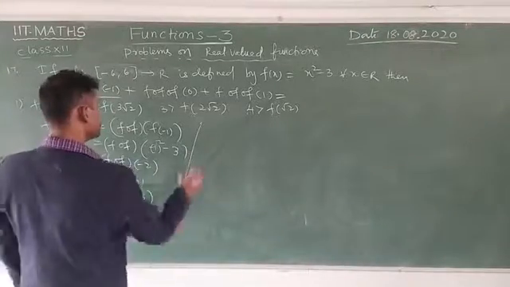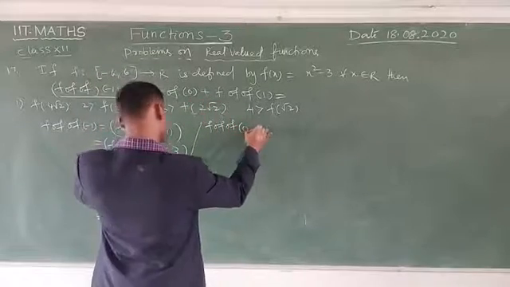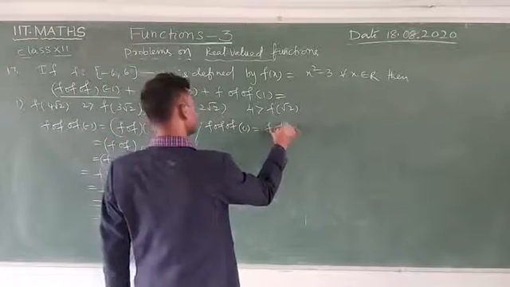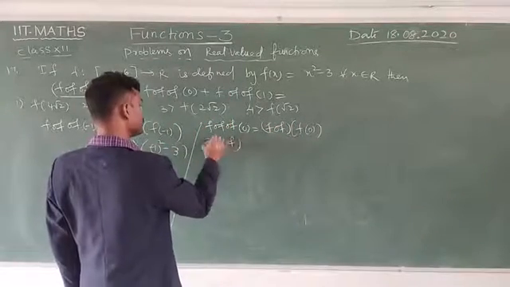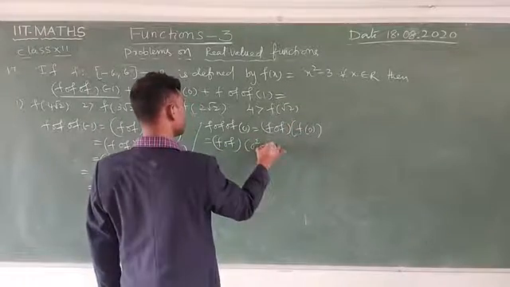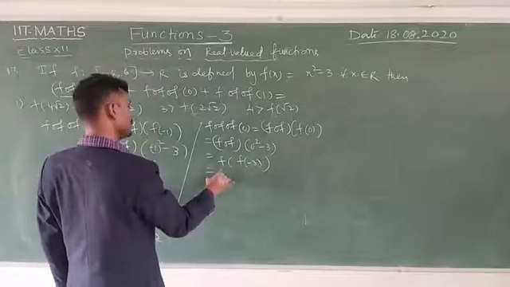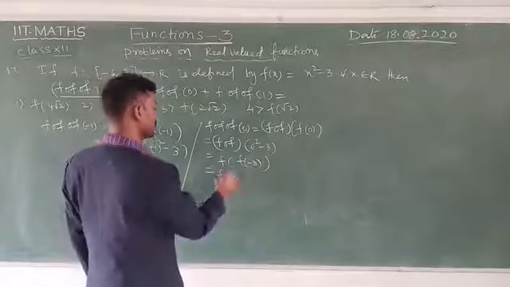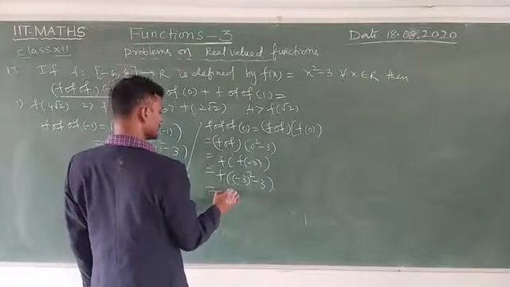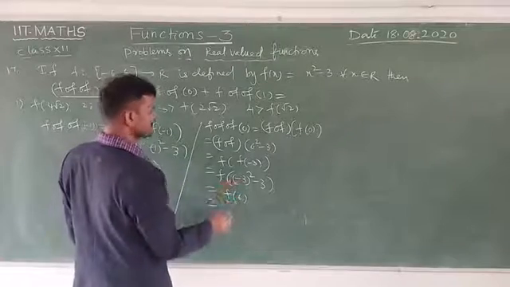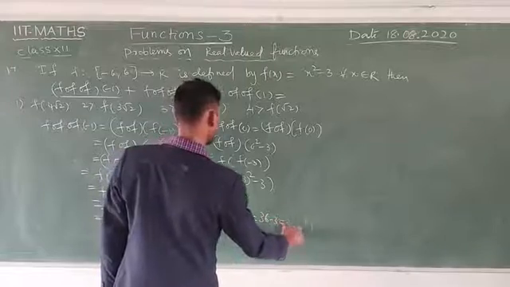Now you can find f circle f of 0. Now f circle f of 0. Now this is f of 0, which means 0 square minus 3, minus 3. f of minus 3 you can find: f of minus 3 is equal to minus 3 whole square minus 3. 3 square 9 minus 3, 6. f of 6. Now f of 6 means 6 square minus 3. 6 square 36 minus 3 is equal to 33.